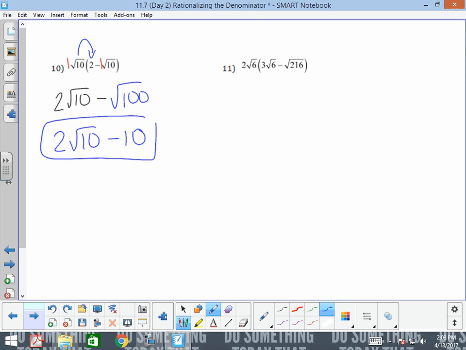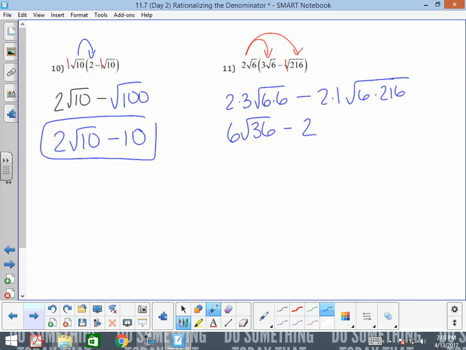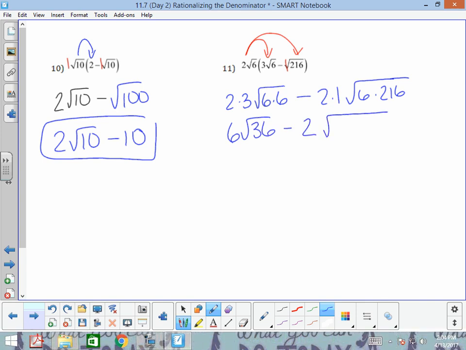Alright, one more. Let's multiply 2 square root of 6 times 3 square root of 6. So 2 times 3 is on the outside, and 6 times 6 is on the inside. Minus, here we're multiplying 2 times 1. And so we have 2 times 1 on the outside, and 6 times 216 on the inside. So the first one will simplify to 6 square root of 36. The second one will simplify to 2, and I'm going to do a factor tree on those two numbers.